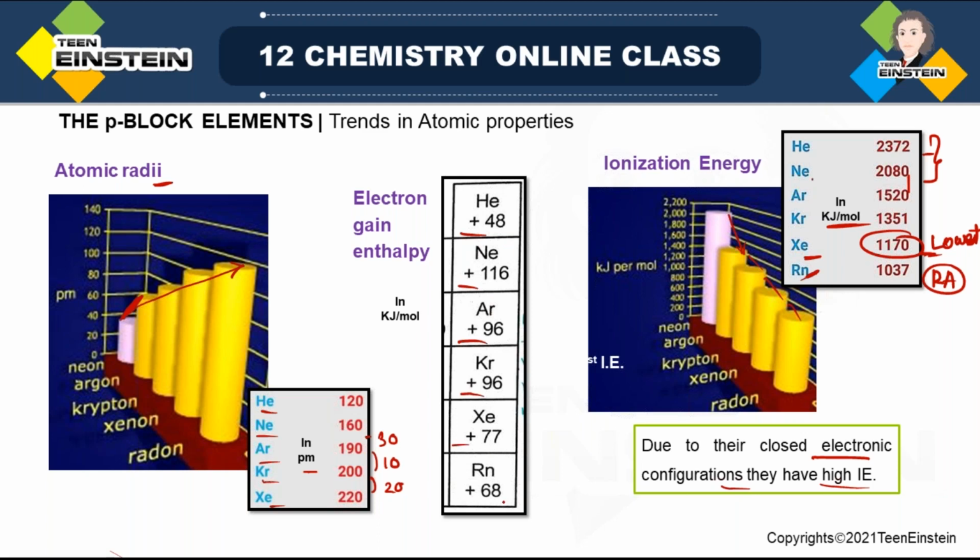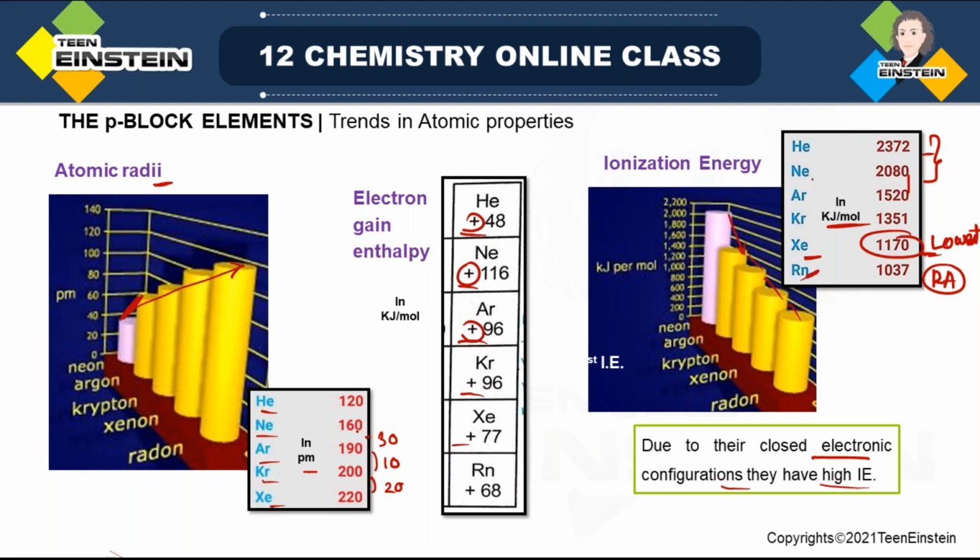and it is expected because as their electronic configuration is closed configuration, it is a fully filled stable configuration. So when you are trying to add an extra electron forcefully, it is not a facile process. So it cannot be an exothermic reaction. It must be endothermic, and that is why the positive sign is there. So it has no tendency to gain an electron. That is why the electron gain enthalpy values are highly positive.